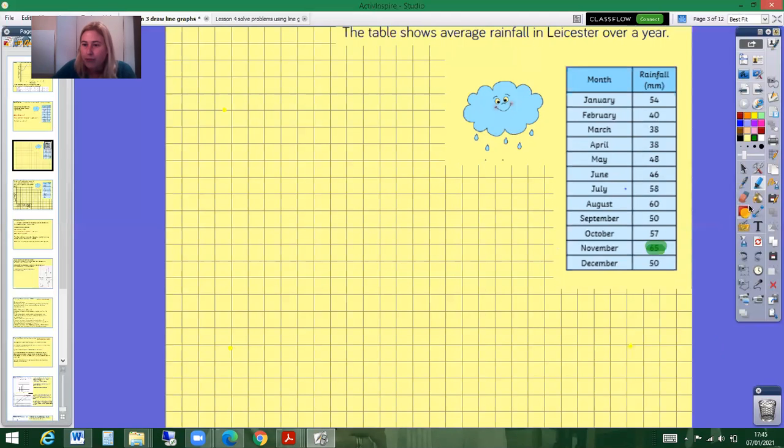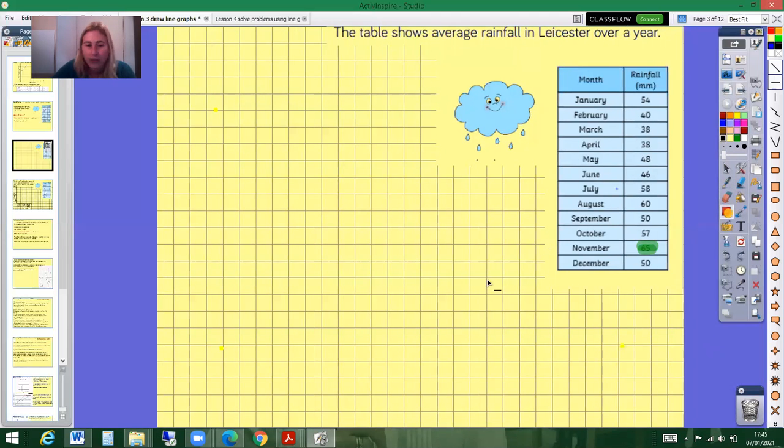I'm going to start by drawing the x-axis. So I know there are 12 months. I could just draw a line of 12, and then I can see how wide that is, if that's going to be wide enough. So if I do 3, and then another 3, and then another 3, and then another 3, that should be 12. So all 3's make 12.